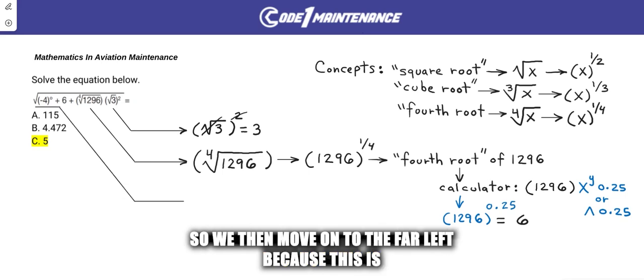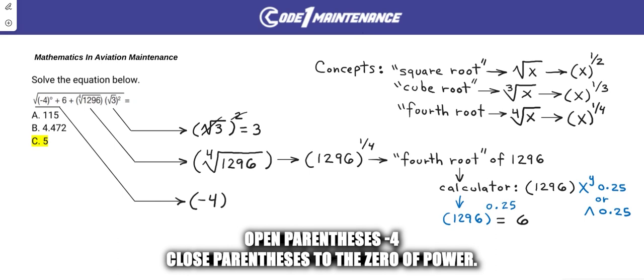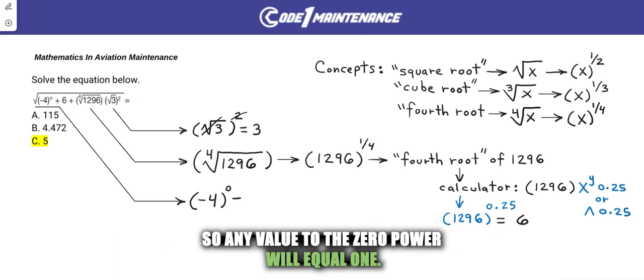So we then move on to the far left because this is open parentheses -4 close parentheses to the 0th power. So any value to the 0th power will equal 1.